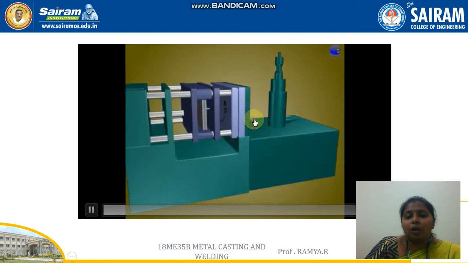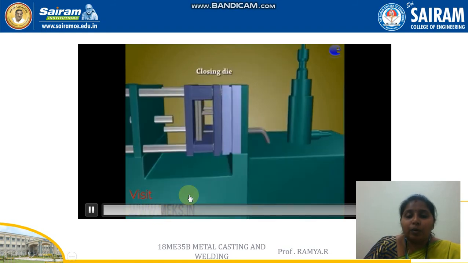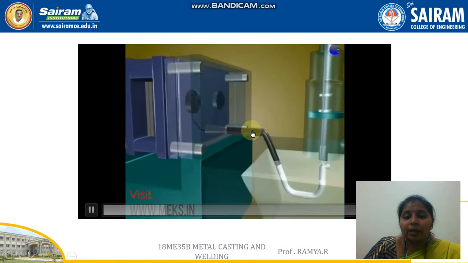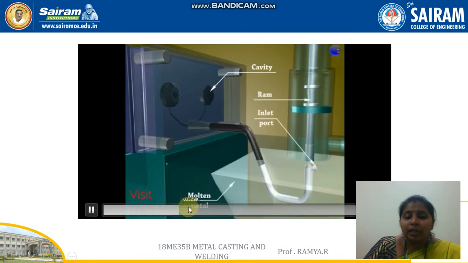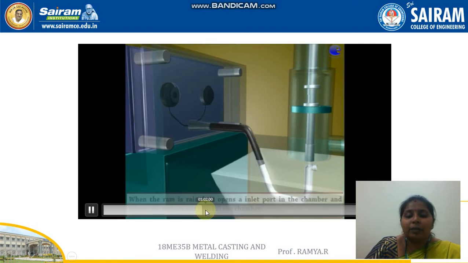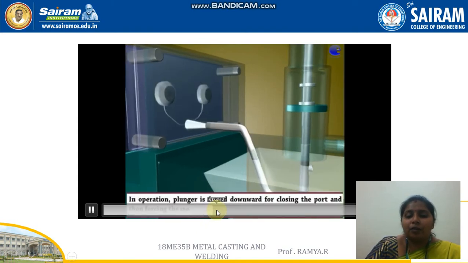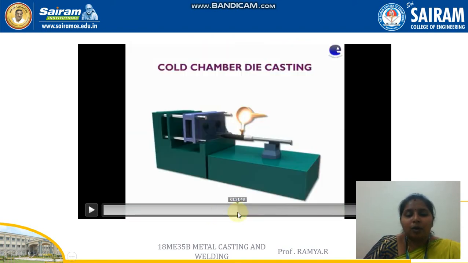So this is about the hot chamber, where there is a melting unit attached with the mold boxes. So there will be no temperature drop. So these are the components. There will be a fixed die and a movable die. When the molten metal is supplied, you can see these are the cavities. With the help of the ram, the molten metal is supplied into the cavity, and in this type of process the solidification takes place very rapidly. That means the solidification will be very quick. So the die is separated and the component is taken out.